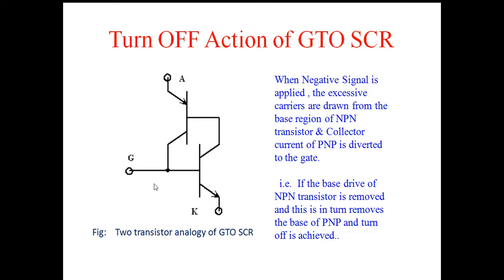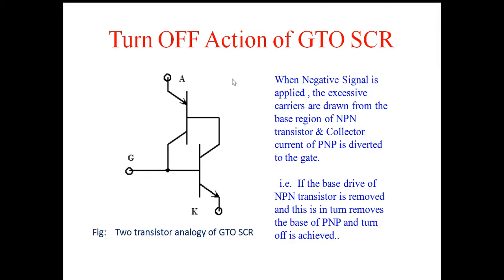And how we get turning off in GTO SCR is, as with SCR, we provide a positive gate pulse for turning on. Similarly, a negative gate pulse at the gate terminal of the GTO turns off the device. When a negative gate pulse is applied, excessive carriers are drawn from the base region of this transistor. Whenever the carriers are drawn from this base region, this collector current is the input of the other transistor, so automatically its base drive reduces.